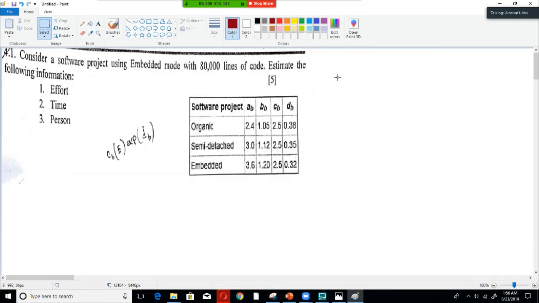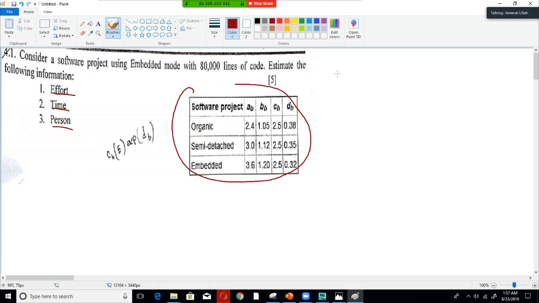So আমাদের এই কোয়েশ্চেনটা আছে যে we are given this table, and we have to find the effort, time and the person month. So if we are given one table, it will be the basic COCOMO.